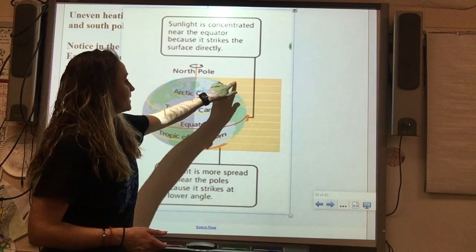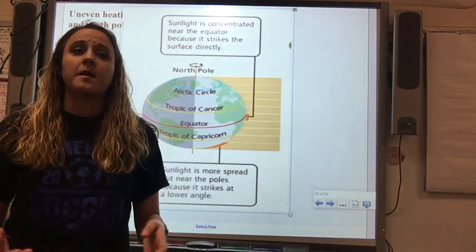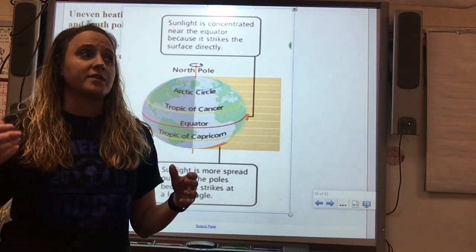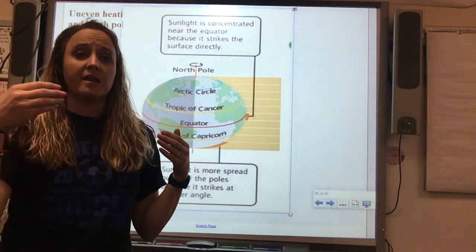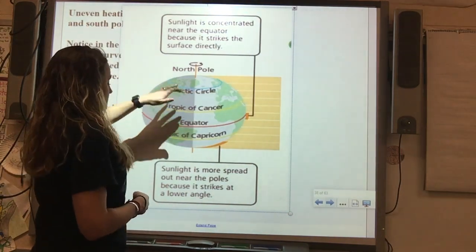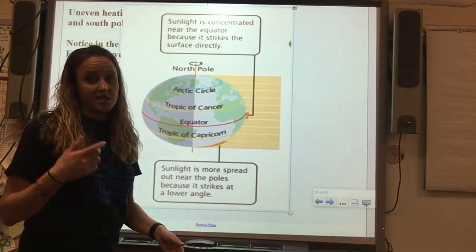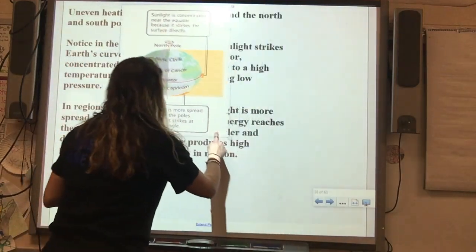Okay? Up at the North Pole, they have much more indirect rays, meaning that the sunlight does not hit in the same place at all times. Okay? So that difference in the rays of the sun and in the temperature is what is going to cause our global wind patterns.